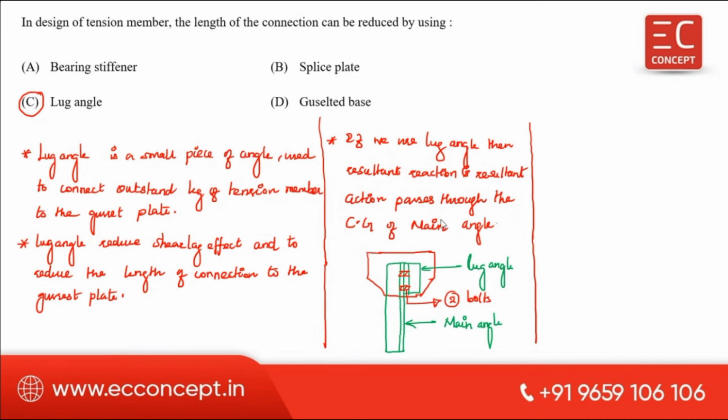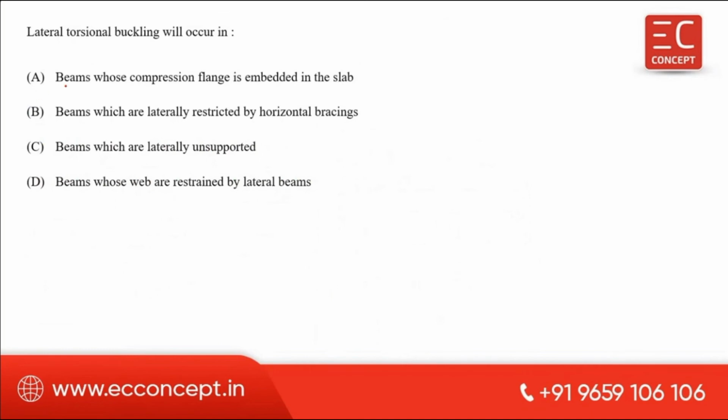The next one is where lateral torsional buckling will occur. Lateral torsional buckling means, suppose there is a beam. If the beam is not supported laterally, then what will happen? There will be a twisting happening along this direction.